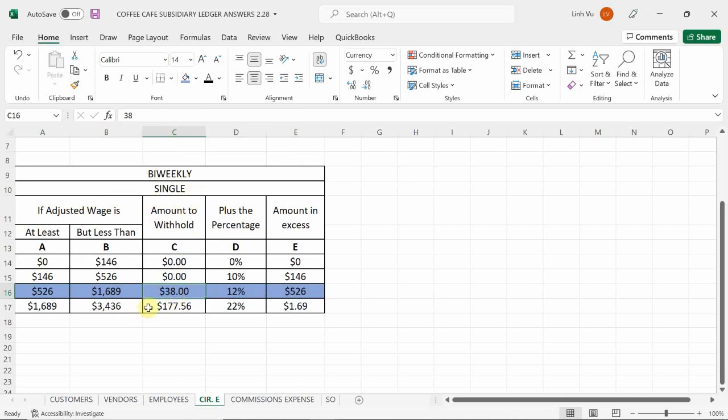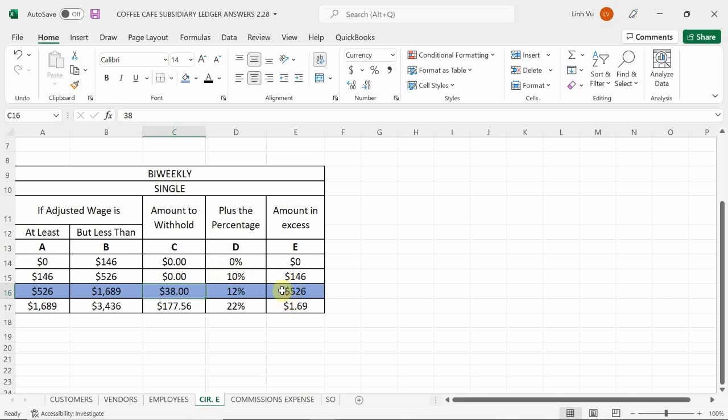Let's see what she is subject to. $38 is taken from her tax regardless of what amount she earns. That means the government's going to take $38 automatically. She is subject to a 12% tax on the total amount in excess that she's earned. The government also lets her keep $526, so anything extra after the $526 is going to be subject to a 12% tax.